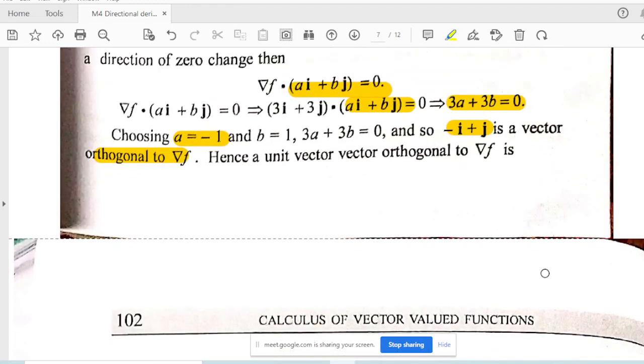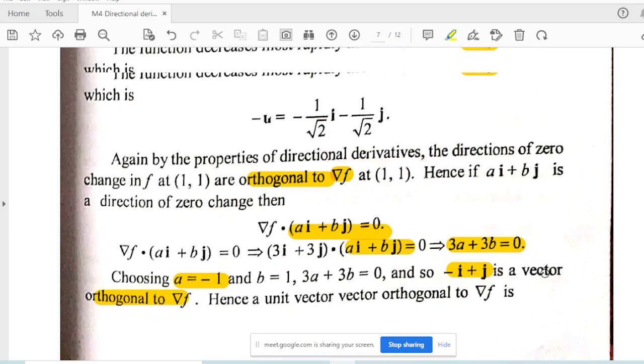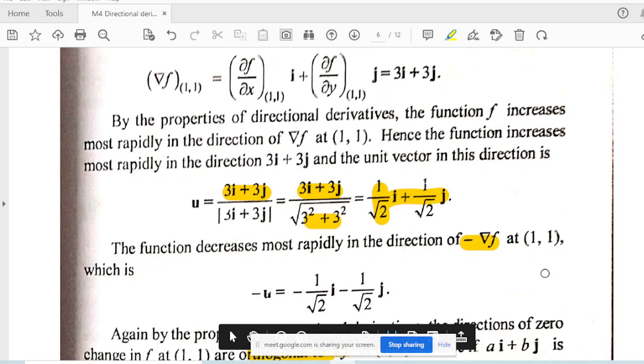Increase in the direction of grad f, right?